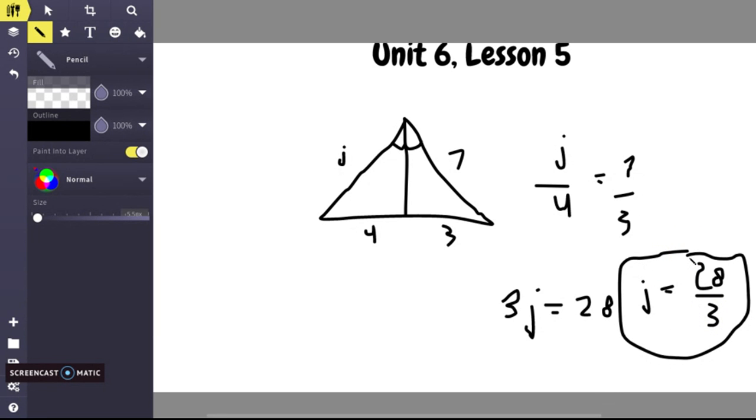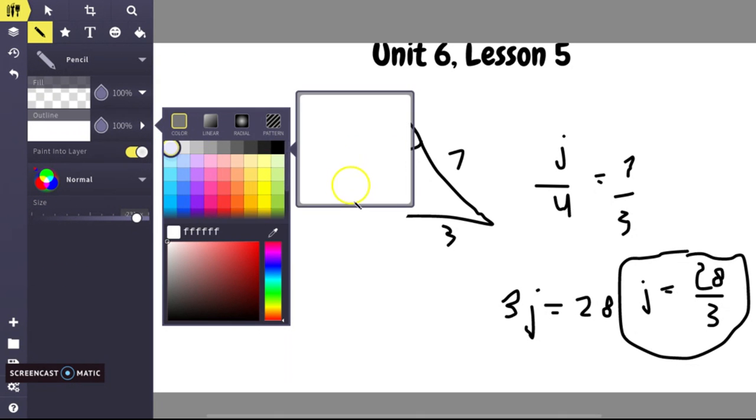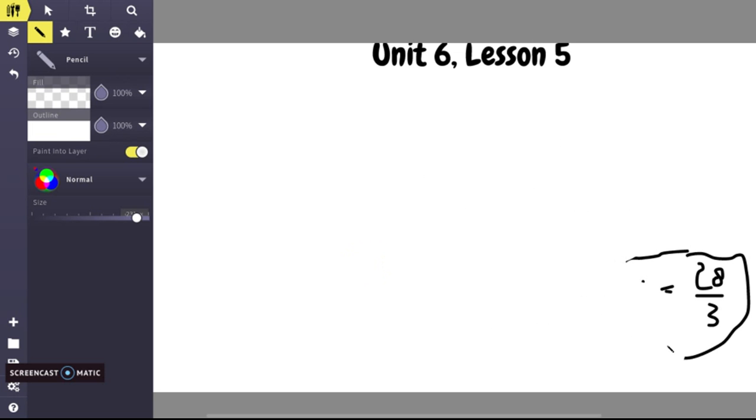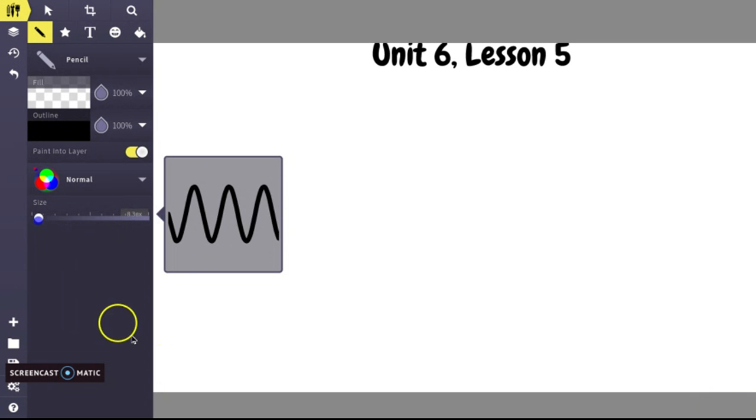Now, let's see a different example. Let's try one when maybe the variable is on the bottom. So let's see what we're going to do.